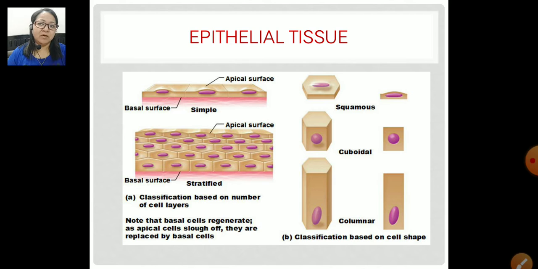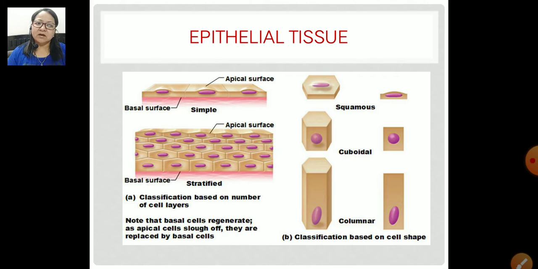They play a very important role in the exchange of material, like in the lining of blood vessels and in the lining of alveoli, where simple epithelial tissue is present. So they play an important role in the exchange of gases, secretion, etc. Stratified epithelium is present in skin. It is multi-layered, so it protects from the wearing and tearing of the skin. It is waterproof in nature.